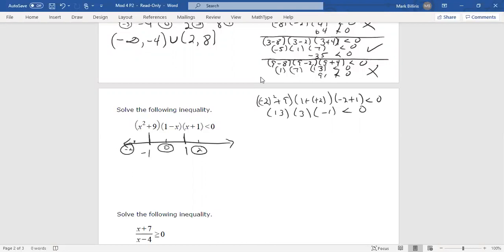So 13 times 3 is 39, times -1 is -39, and -39 is less than 0. So yes, that worked.